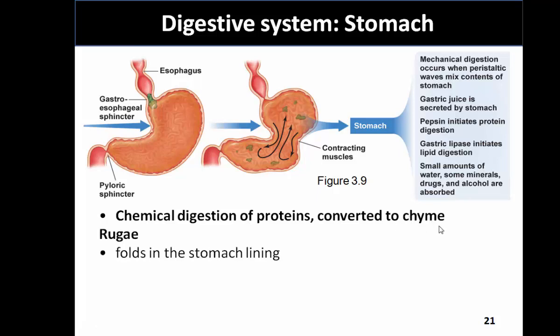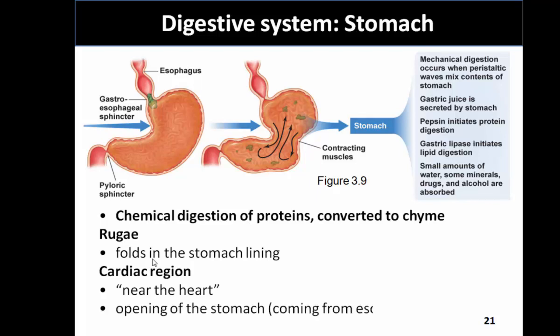The interior of the stomach is composed of what is referred to as rugae, and these are folds in the stomach lining. And we see throughout the digestive system that the tissue is folded numerous times in order to increase the surface area of the digestive system. The cardiac region is named accordingly because it is relatively close to the heart, and that reflects the opening of the esophagus into the stomach.